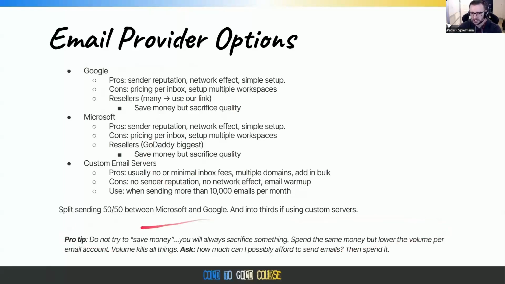The biggest tip I can share here is don't try to save money. I know everybody wants to save money, but if you try to save money, you're going to sacrifice something. So what I recommend is spend the same amount of money that you otherwise normally would spend, but lower your volume per email account. Have as many email accounts as you can, but lower the volume. As I mentioned before, volume kills all things. So just ask yourself, how much can you possibly afford to spend on your email infrastructure, and then spend that amount. Don't try to skimp out, okay?